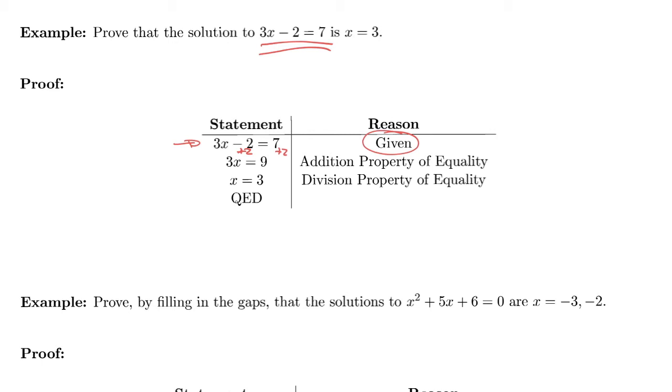Notice that I give the reason after telling you what it does for me. In the next step, I get that x is equal to 3. What I've done is apply the division property of equality. As long as I'm not dividing by 0, I can divide both sides of the equation by the same value, in this case 3, and the equality remains. And I get here x is equal to 3, which is what I was trying to show in the first place. So that's what the QED tells me. I'm done. I was trying to show that the solution to this equation was x equals 3, and I showed it.